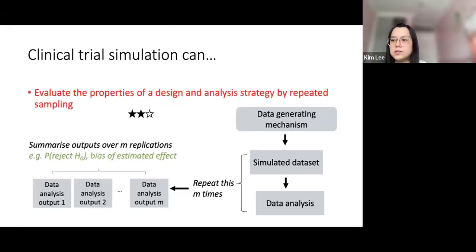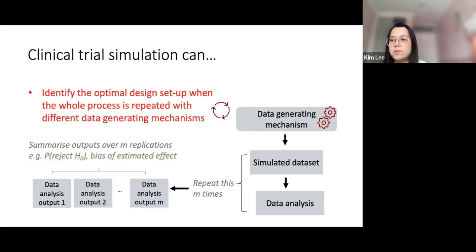If we repeat the process of simulating and analyzing the artificial data m times, we will get m data analysis outputs on our computer. We can evaluate the properties of a design and analysis strategy by summarizing the outputs over the m replications. For example, for a given data generating mechanism, we can learn the rejection rate of a hypothesis. We can learn if the estimated treatment effect from the chosen analysis method is unbiased. We can learn all this prior to the implementation of a real study by just conducting a simulation.